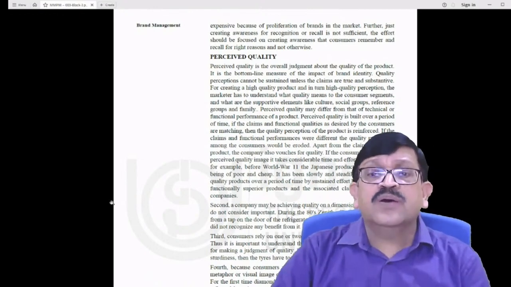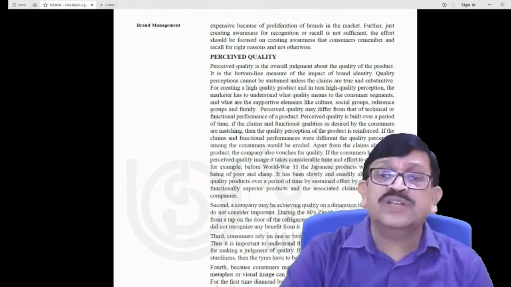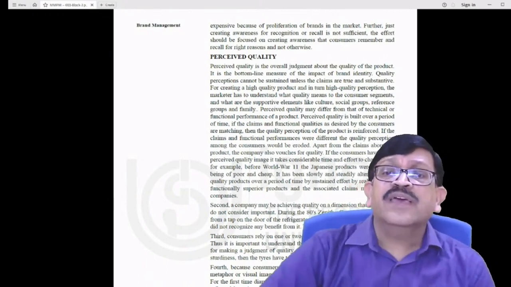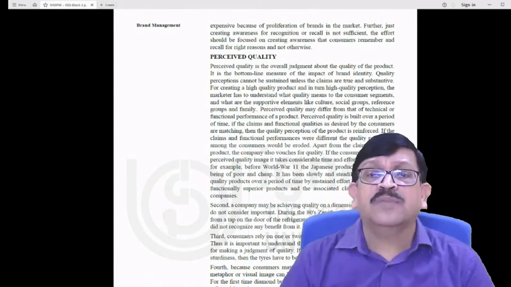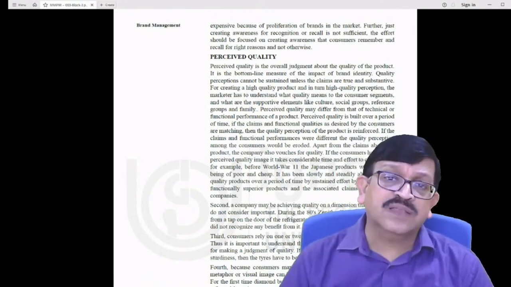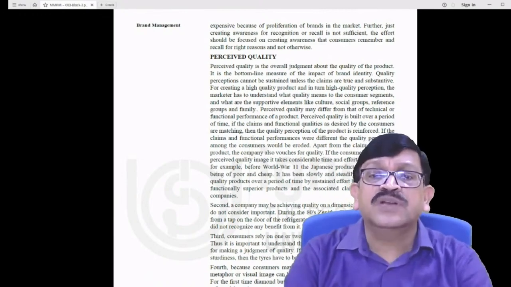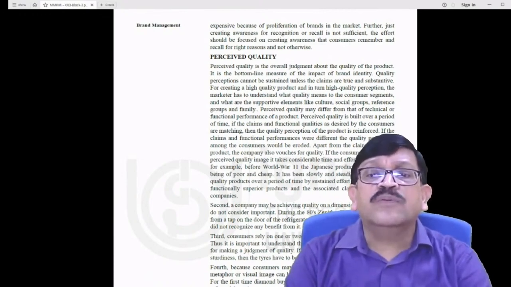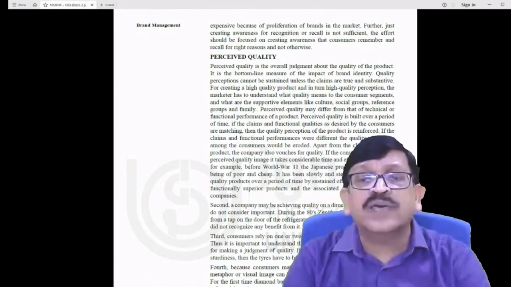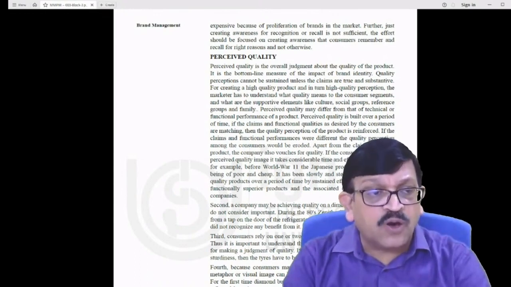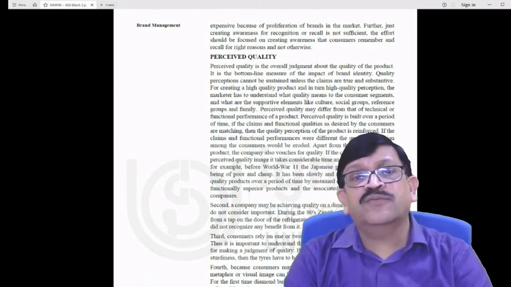Now, it may so happen that these can go through transient times. Perceived quality is not something which is built in one transaction. It takes its own time, and it is also supported by various other parameters like the cultural, the social, and the reference groups with which the customer is engaged. So how you are communicating about your qualities, how you have been offering them in the past, how they've been performing, all this comes as a part of perceived quality.